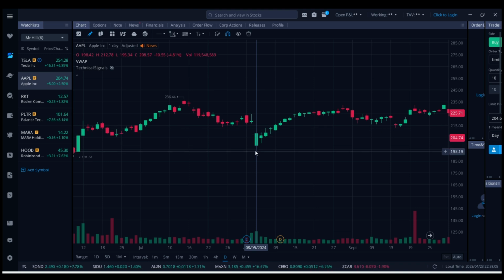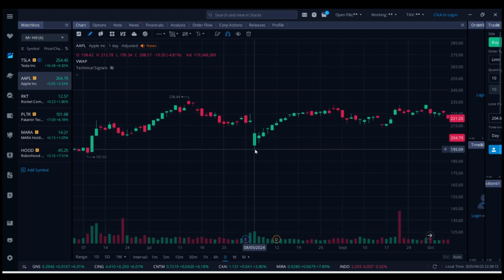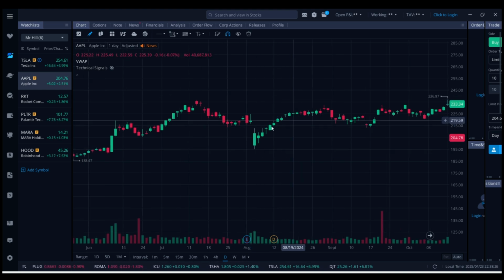Top and bottom wicks: the wick at the top is just the highest point price reached, and the bottom wick is the lowest point it reached. To keep it basic, candlesticks are just red and green shapes that tell a story. They tell you what direction price is moving: is it going up, is it going down, or is it ranging in a sideways market?